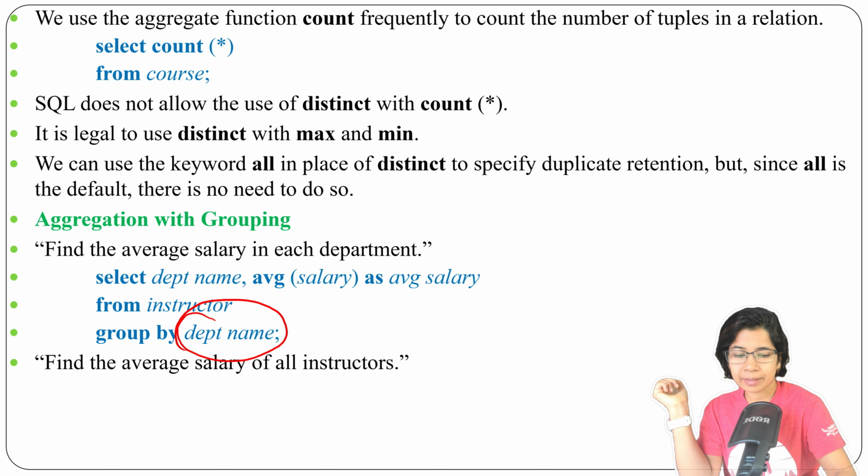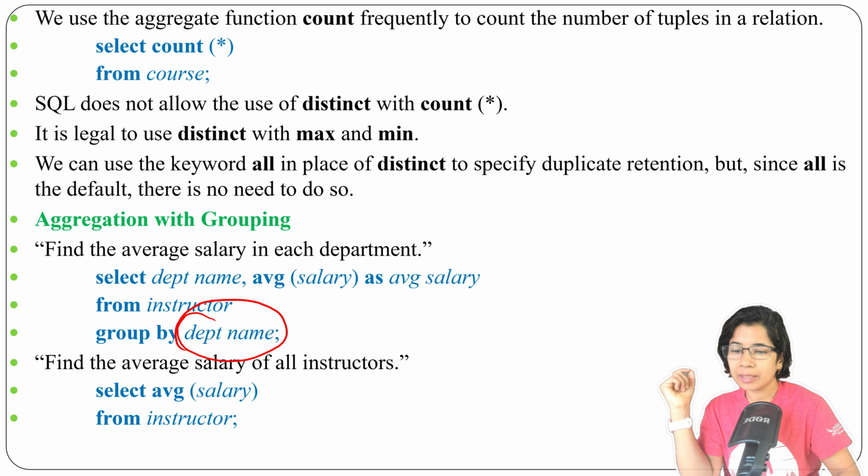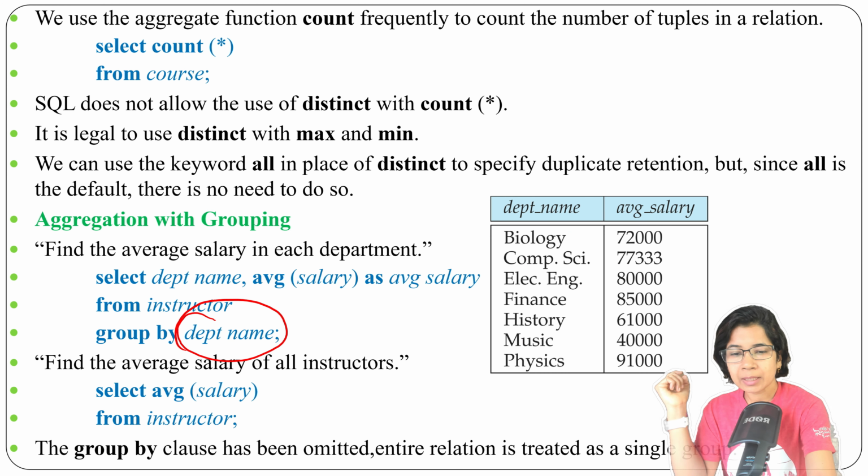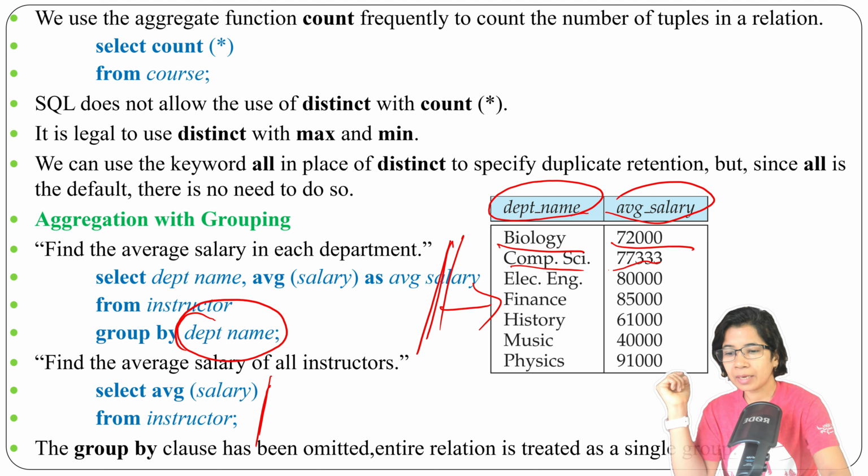Now find the average salary of all instructors. Here we are not doing group by, so you will consider the whole relation as one group. Select average salary from instructor. If you are writing group by department name, then it will give the average salary of each department. If you are not writing group by, then it will consider the whole instructor relation as one group. Now the output will be department name, average salary. So biology, this is 72000, computer science 77333, like this. And for this query, you will just get the average salary of the whole relation, whole instructor.